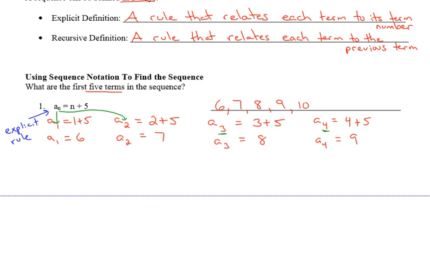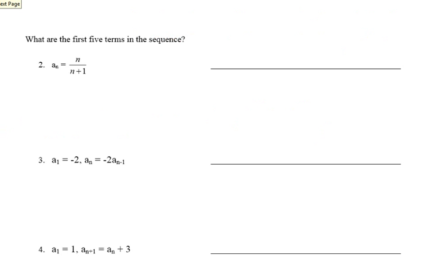Let's take a look at another example. Number 2, what are the first 5 terms of the sequence? And again, I'm giving you an explicit definition. Now, I'm looking for the first 5 terms, so where I want to start is the first term. So I'm looking for A sub 1. Notice that the n is a 1. So in the rule, everywhere I see an n, I'm going to substitute a 1.